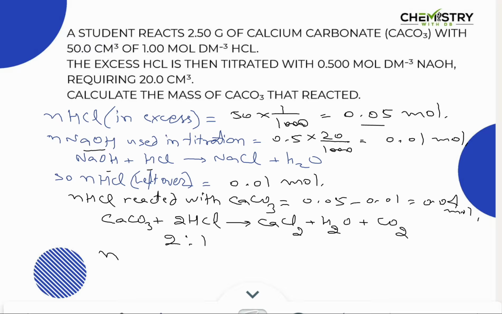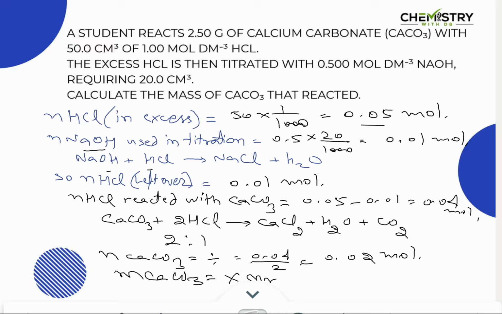So therefore the number of moles of calcium carbonate would be, you can divide that 0.04 by 2, and that is 0.02 moles, and we can find out the mass of calcium carbonate by multiplying by the MR, which is 100, and that way we got 2 grams.